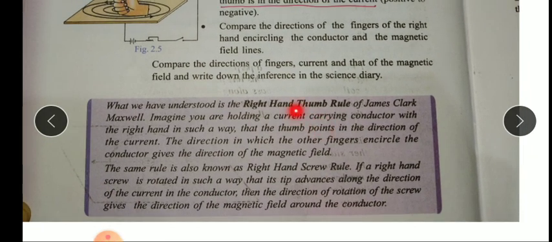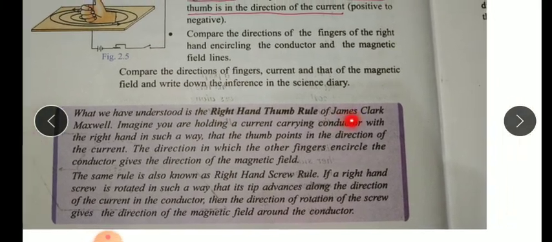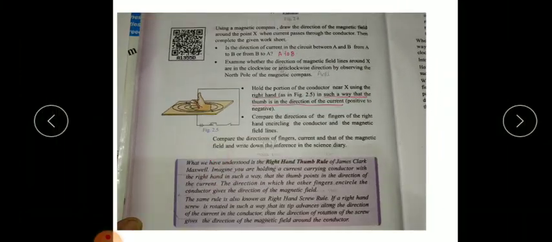And this thumb rule is the same as the right hand screw rule. Here, if a right hand screw is rotated in such a way that its tip advances along the direction of the current in the conductor, then the direction of rotation of the screw gives the direction of the magnetic field around the conductor. So the right hand thumb rule is the same as the right hand screw rule, which was given by James Clerk Maxwell.